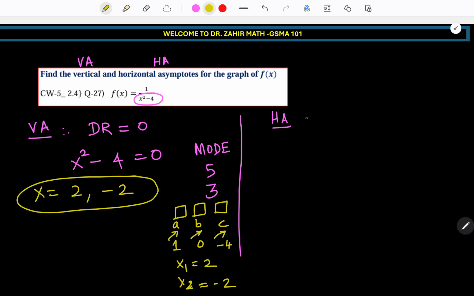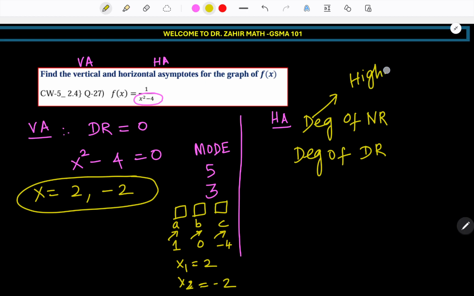For horizontal asymptote, you have to see the degree of numerator, and you have to see the degree of denominator. What did I say degree? Degree means highest power. Degree means big power, or you can say highest power.